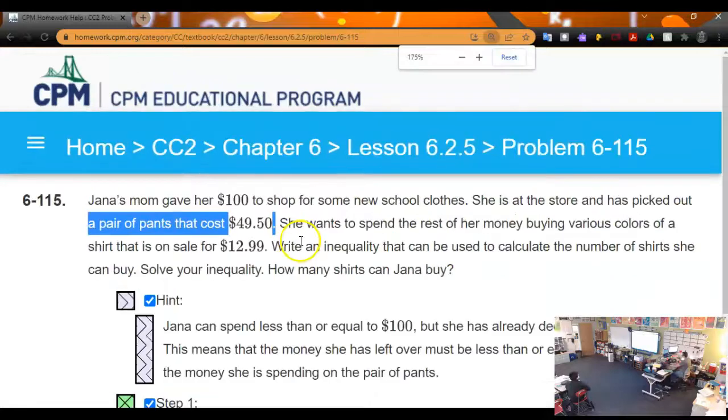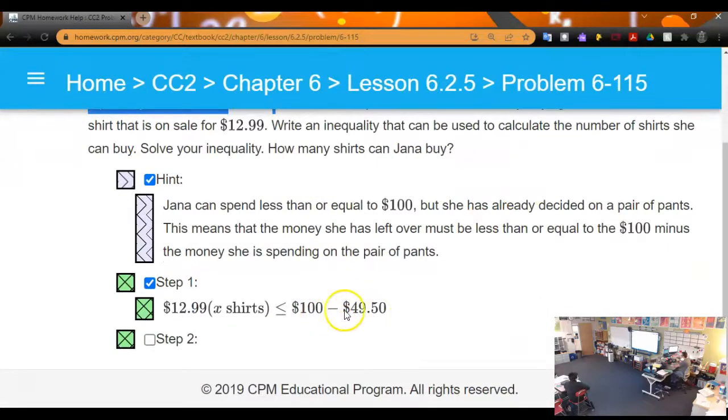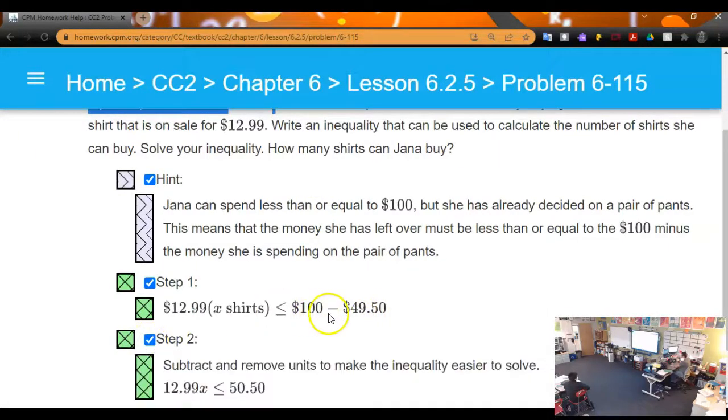$49.50. Yeah, that's an expensive pair of pants. I don't spend that much on pants, but whatever. I rip a lot of my pants. So then, to see how much money we have left, we do the subtraction.